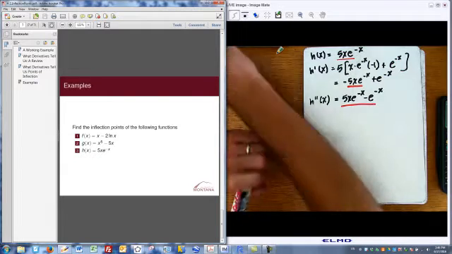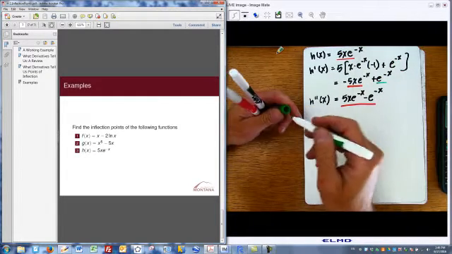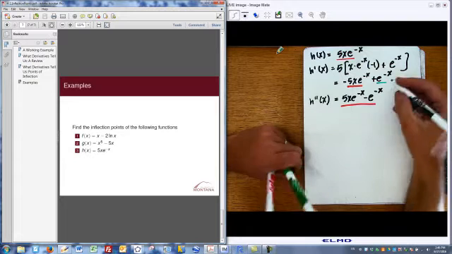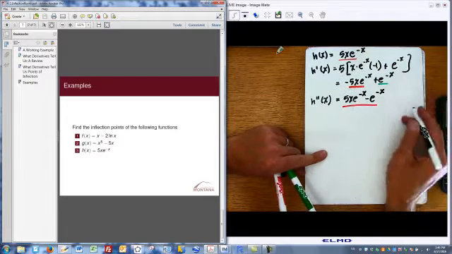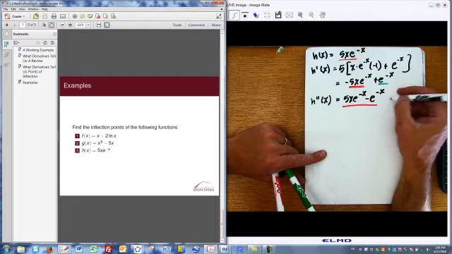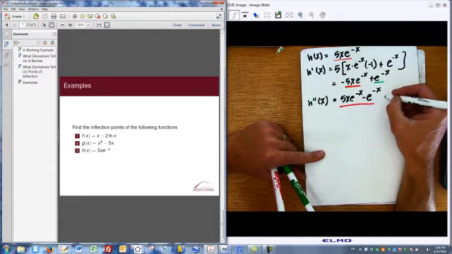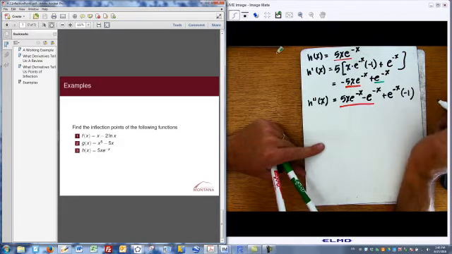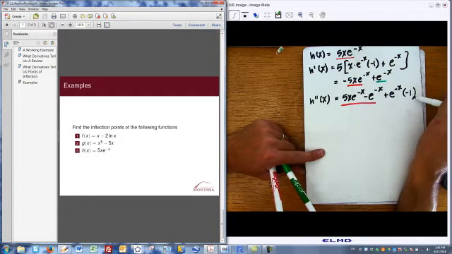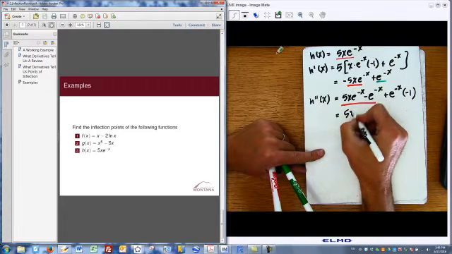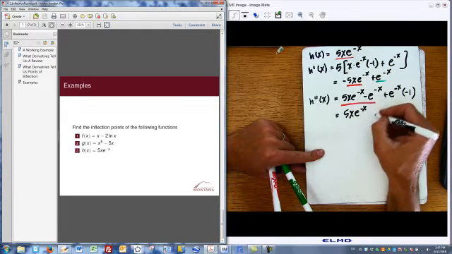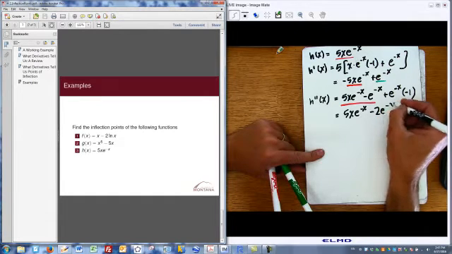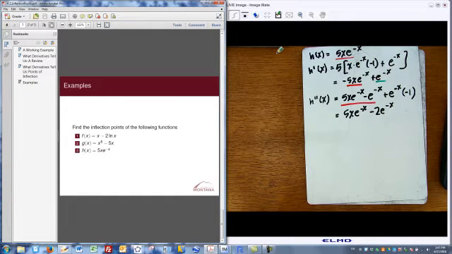And then if I look at the derivative of e to the negative x, I can take its derivative by just thinking of the chain rule. It would be the derivative of e to the negative x, which is just e to the negative x, times the derivative of negative x, which is just a -1. Okay, so it appears that I have a negative e to the negative x, a negative e to the negative x, so our derivative is 5x e to the negative x minus 2e to the negative x. Okay, so that's our second derivative.